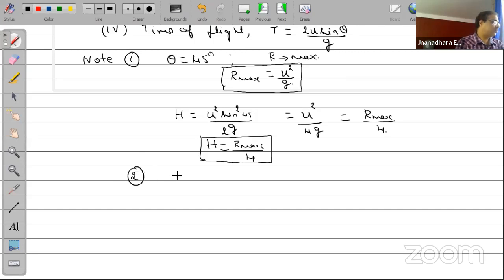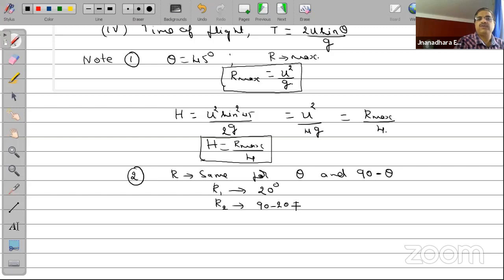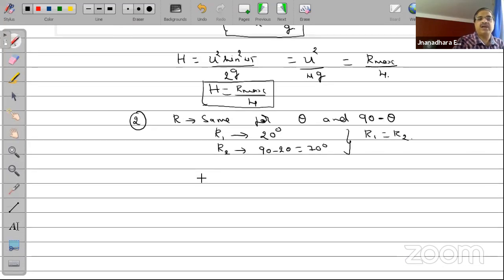Note number two. Range will be the same for angle theta and 90 minus theta. That is, if R1 is the range for some velocity for an angle of 20 degree, then R2 is the range for 90 minus 20, which is equal to 70 degree. Then we know that R1 and R2 are the same. Though you project at different angles, they both will have the same range.